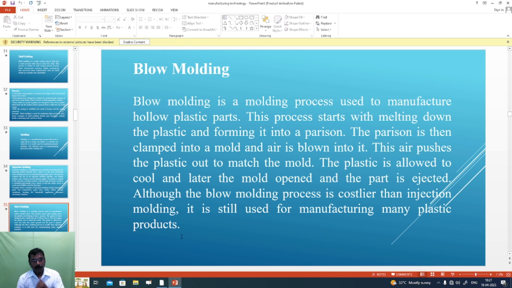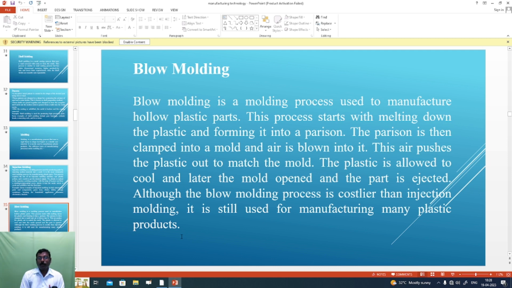Then blow molding. Blow molding is a molding process used to manufacture hollow plastic parts. This process starts with melting down the plastic and forming it into a parison. The parison is then clamped into a mold and air is blown into it. This air pushes the plastic out to match the mold. The plastic is allowed to cool and later the mold opens and the part is ejected.